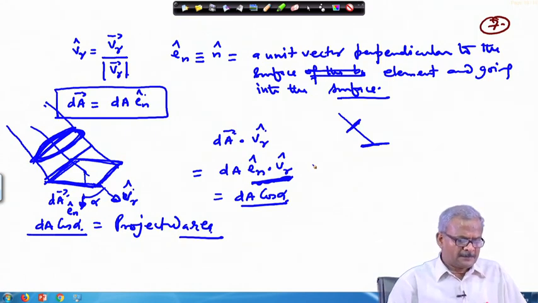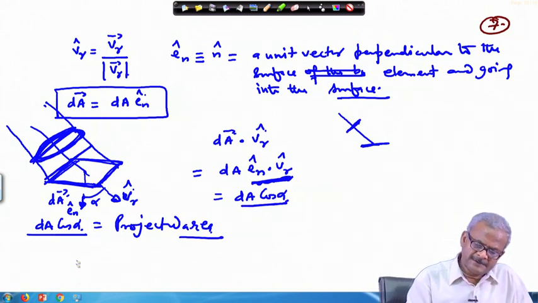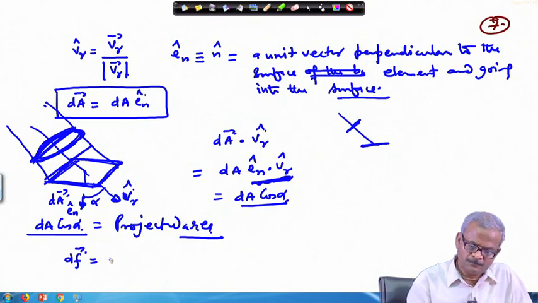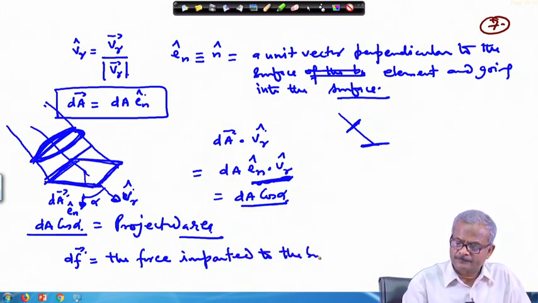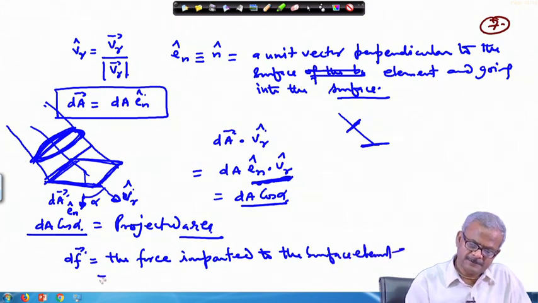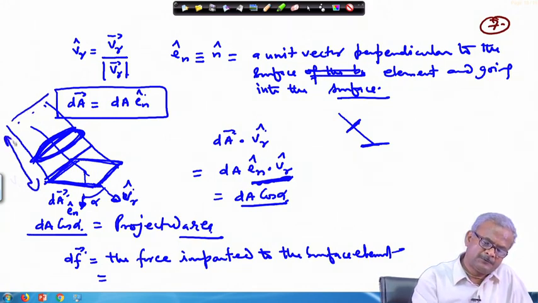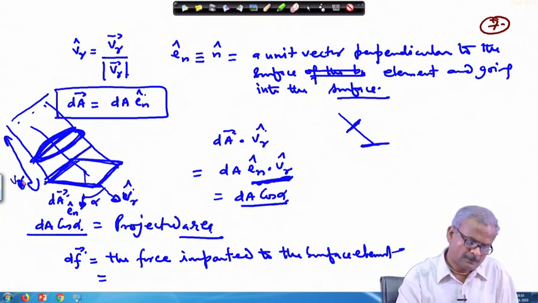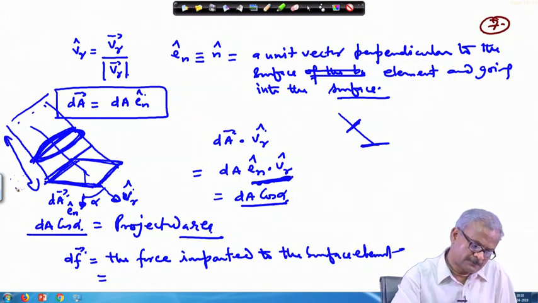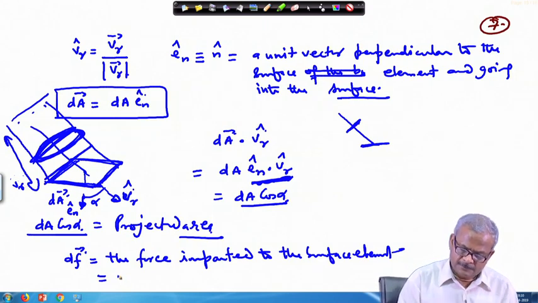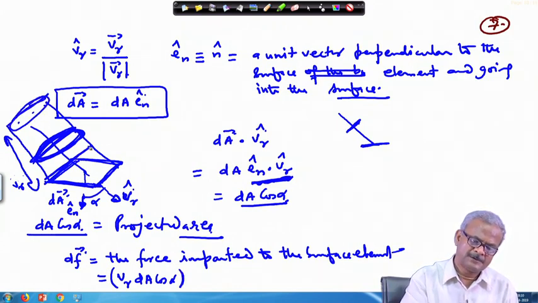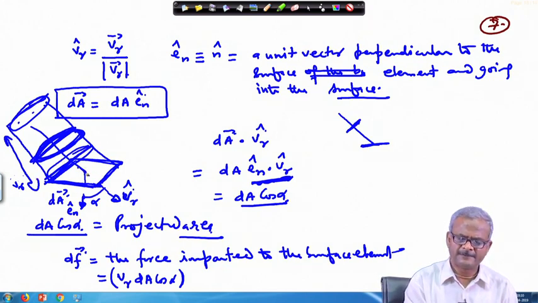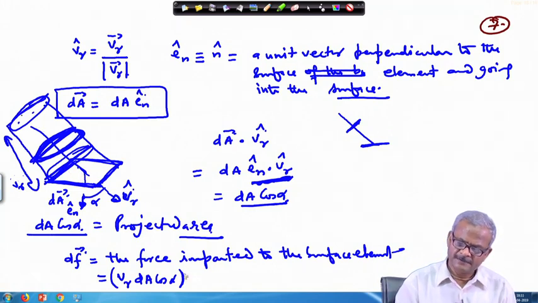So, what will be the impact force applied to this area? It can be calculated as d f equal to the force imparted to the surface element, and this will be given by all the particles contained in a tube of length v r. So, v r times the projected cross section area, d a cos alpha. This becomes the volume, and all the particles contained in this volume will be hitting the surface.